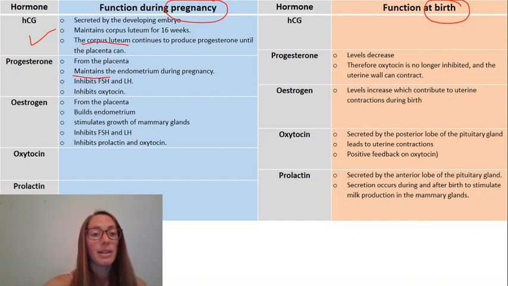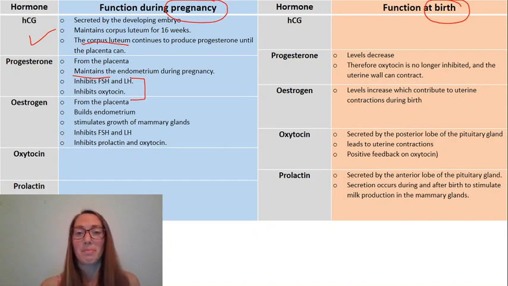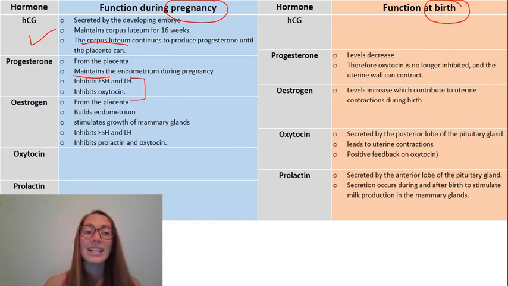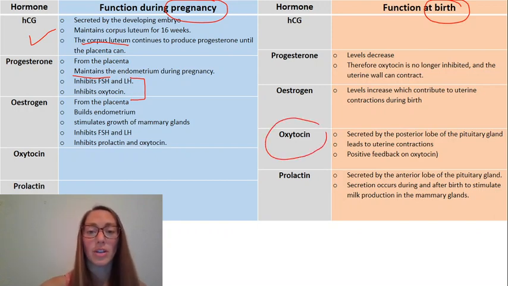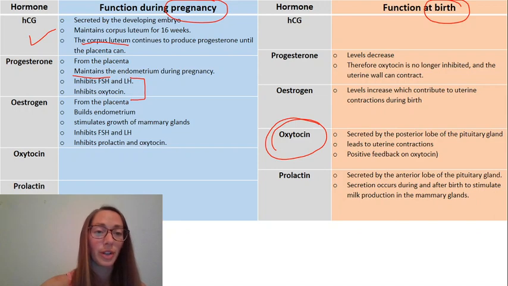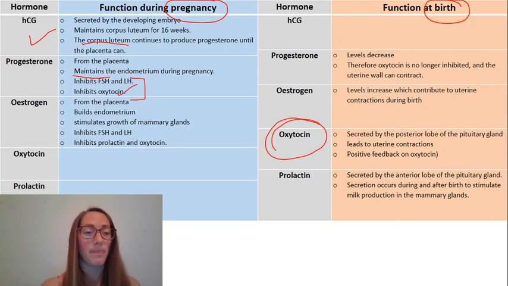And progesterone is really important because it's going to stop ovulation, because it will stop the follicles from developing. It inhibits FSH, so it stops follicles developing. It also inhibits luteinizing hormone, and so stops ovulation happening in that way. And higher levels of progesterone also inhibit birth, because for birth you need oxytocin, and progesterone inhibits oxytocin.